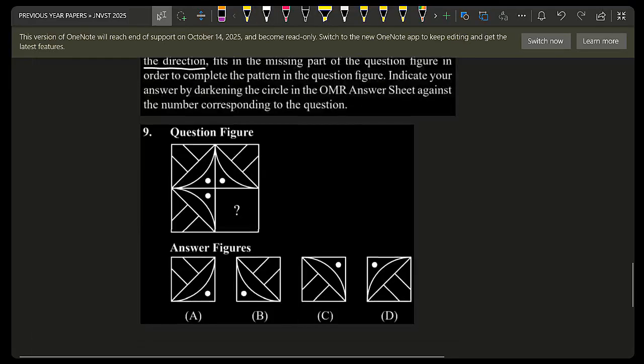Yes, ninth one. To complete this pattern, the dot should be here and this line should be filled, and this and this and this. So it's there in option D. And 10th one.